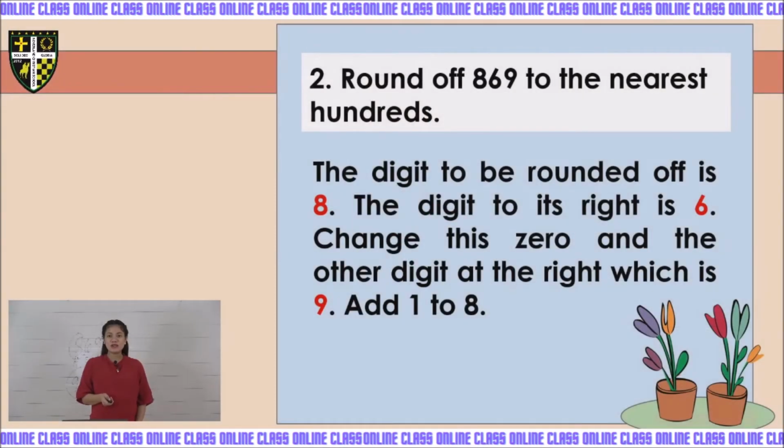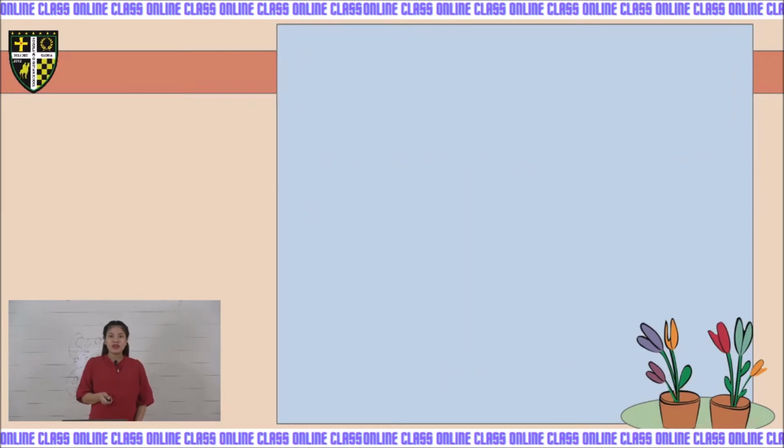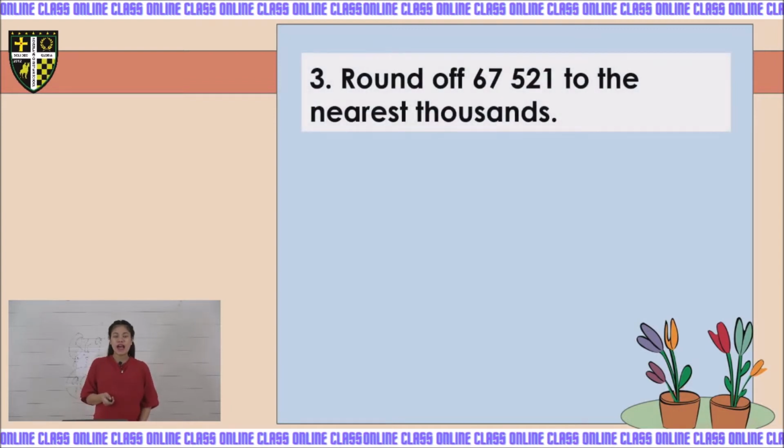So the digit to be rounded off is 8. The digit to its right is 6. Change this to 0 and the other digit at the right, which is 9, and add 1 to 8. So our answer will be 900. So it's correct. Now, example number 3, we have round off 67,521 to the nearest thousands. I will repeat. Round off 67,521 to the nearest thousand.